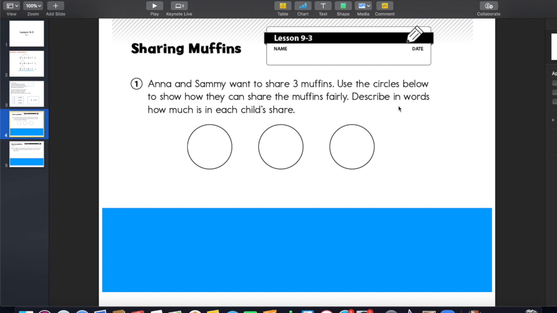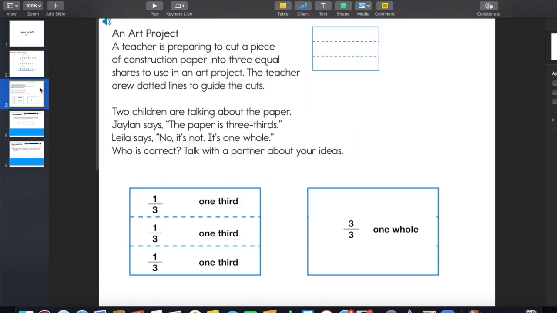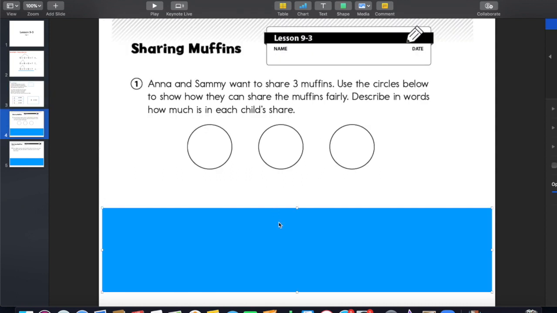Then you want to describe in words how much is in each child's share. So you want to use language like on the equal shares poster that we had when we started this unit, okay? And those words look something like 1/3 or 1/2. You want to label the parts with words, okay?